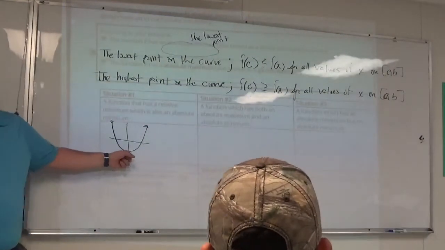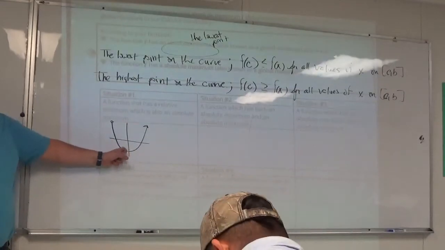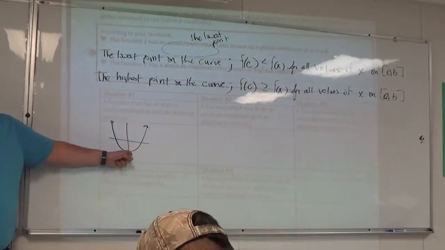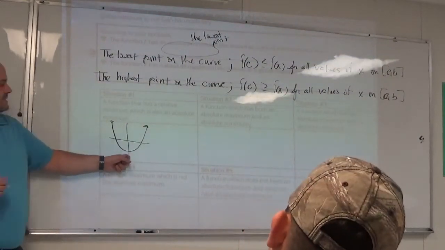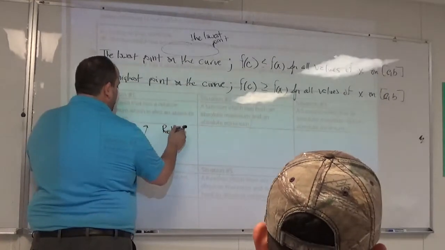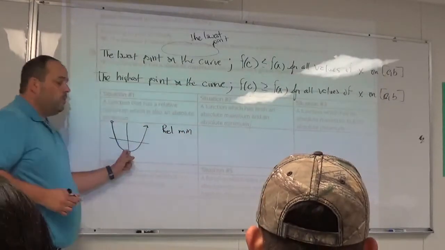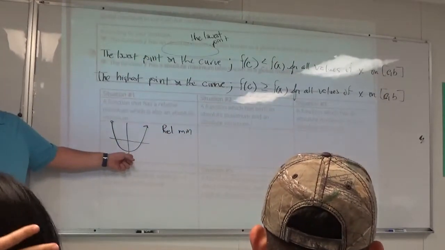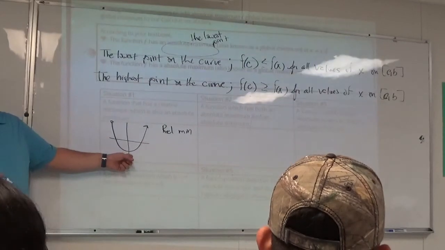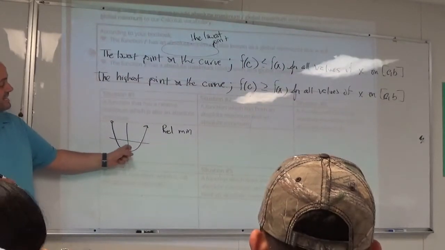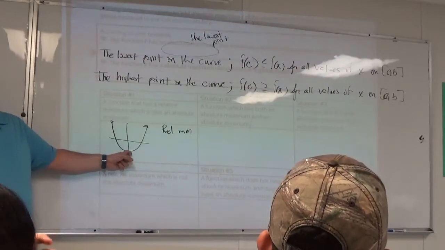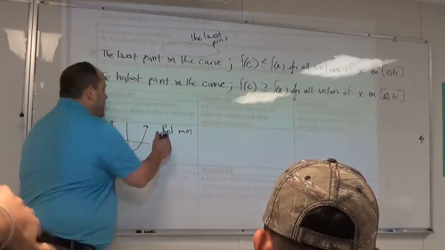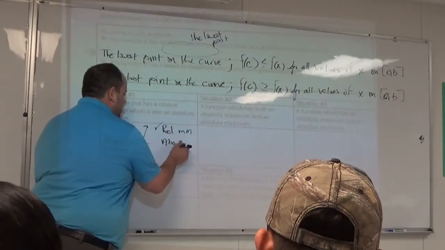Why is this a relative minimum? Jose in the back, why is this a relative minimum? What does it take to be a relative minimum? Go back to the definition if you need to. f of x goes from decreasing to increasing. Is the graph changing from decreasing to increasing at this point? Okay, what about absolute minimum?